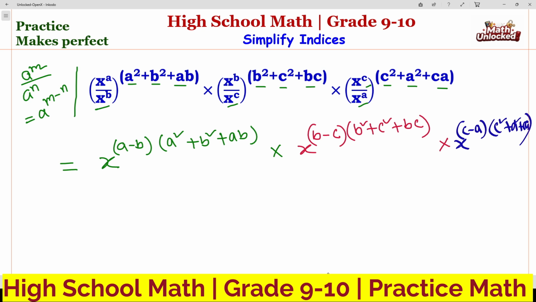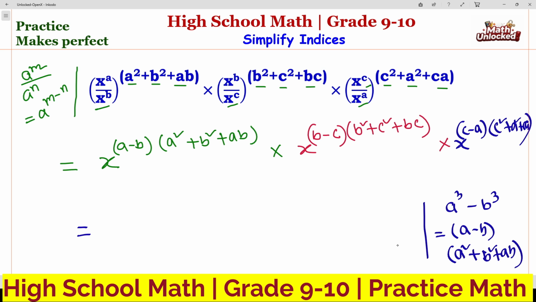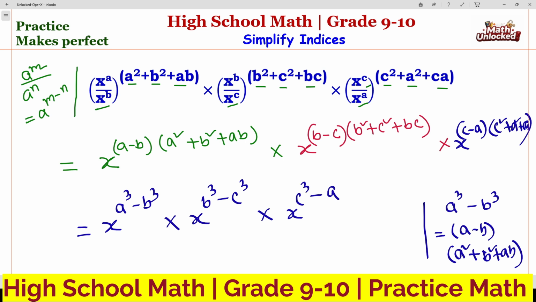Now the most important thing is that we have to know a law, which is a³ − b³. What does it mean? It means the law is (a − b) times (a² + b² + ab). So the same thing in here, we can write x^(a³ − b³) times x^(b³ − c³) times, same thing, x^(c³ − a³).